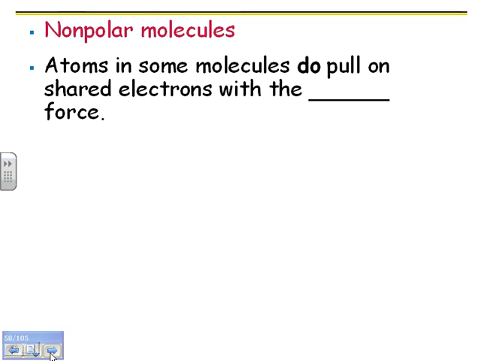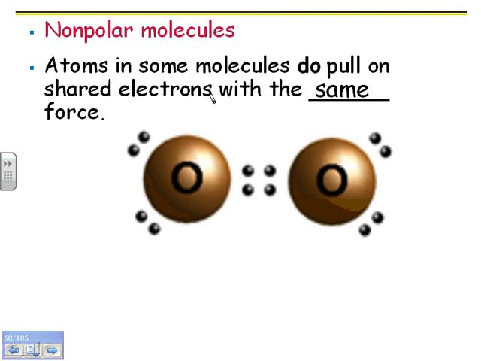Nonpolar molecules. Atoms and some molecules pull on shared electrons with the same force. So here's a nonpolar molecule. We talked last time about polar molecules, which were things like water. In that case, there are two hydrogens and one oxygen, and hydrogens are little. They only have one proton in their nucleus. So the shared electrons spend more of their time here, which ends up making this side more negative. And since the electrons are not here much and the electrons are negative, this side ends up being more positive.